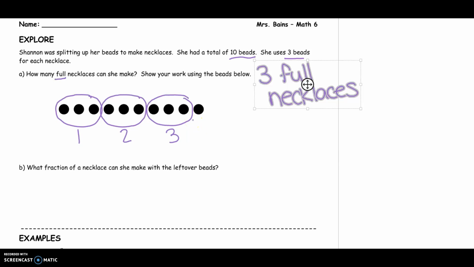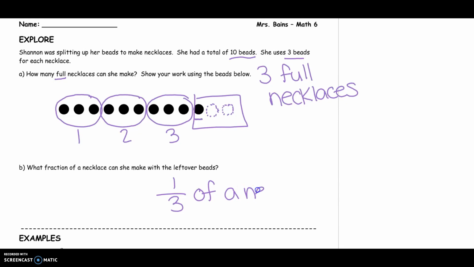Okay, so we want to represent her leftover as a fraction. So imagine 2 more invisible beads. I'm going to show them using dotted lines. Okay, and if we take a look at this, she has 1 bead out of a total of 3 beads in each group. Okay, so she has 1/3 of a necklace. So Shannon can make 3 full necklaces, and she has 1/3 of a necklace left over.